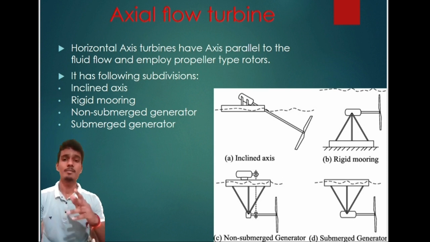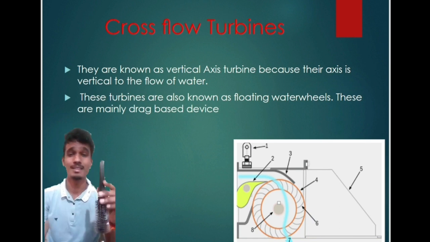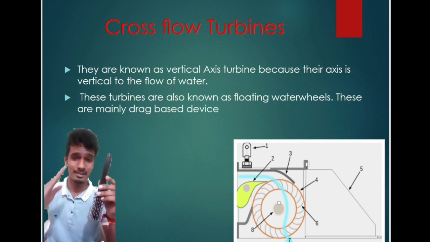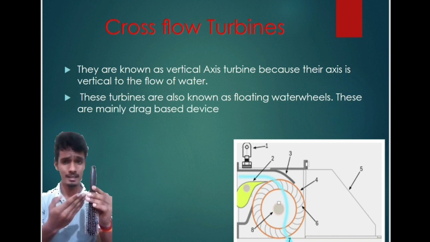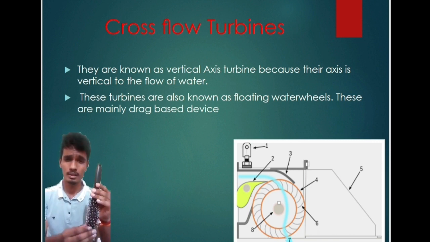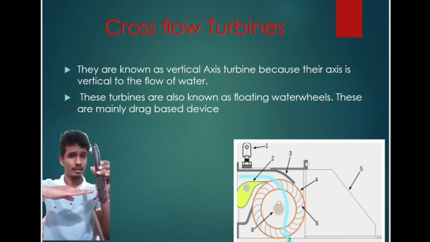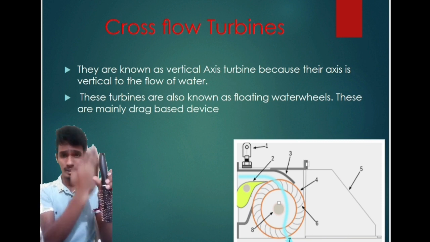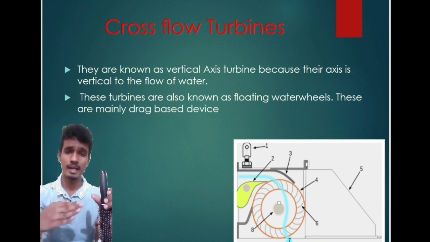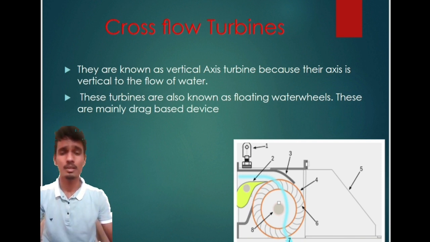So the next point I will be explaining is a cross flow turbine. Cross flow turbine is also known as a vertical axis turbine. Why? We'll consider this as our turbine, consider this as the flow of fluid. So ultimately this will become the axis of your turbine, and these will be the rotors. When the fluid flows from left to right, your turbine will start rotating in this manner. So this axis is vertical or perpendicular to the direction of flow of the fluid. Hence it is known as a vertical axis turbine.